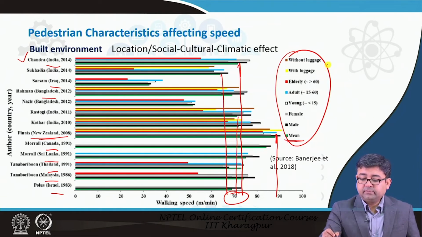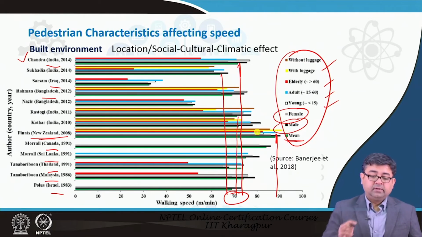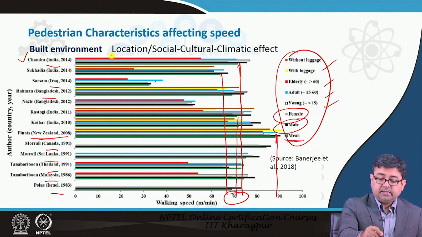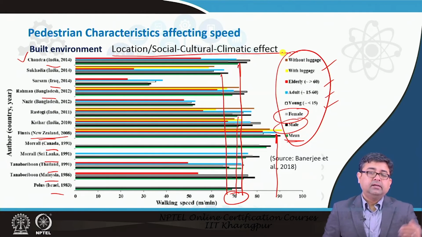Then the speed varies based on whether you have luggage, whether you are older than 60 years old, whether you are an adult or less than 15 years old, and whether you are a male or a female. So, this gives you an idea of the speed as a function of location and socio-cultural climatic effect, right, because all these countries have different climatic effects and different social cultural environments. So, you can see how speed varies depending upon that.